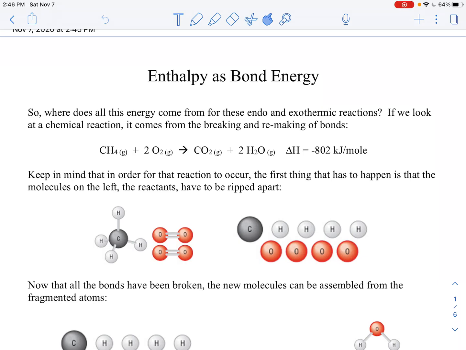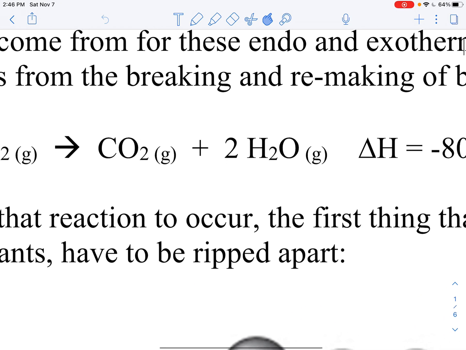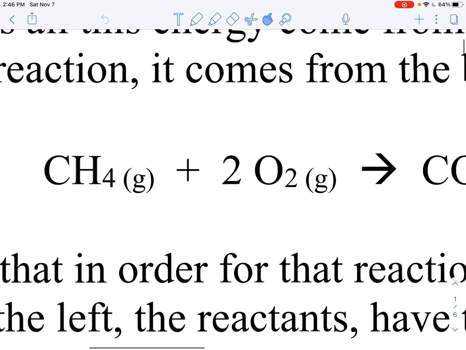Alrighty, guys. So where does all this energy come from in these chemical reactions? Well, it varies from reaction to reaction, but the simplest way to think about this process is that in order to go from the reactants side of an equation over here to the products side of the equation, it's going to involve some breaking and making of bonds.